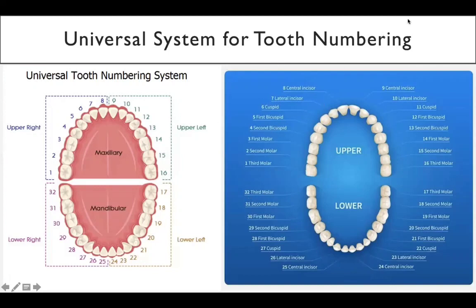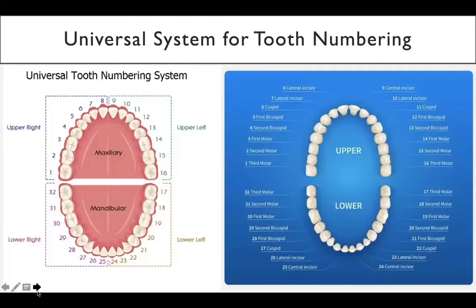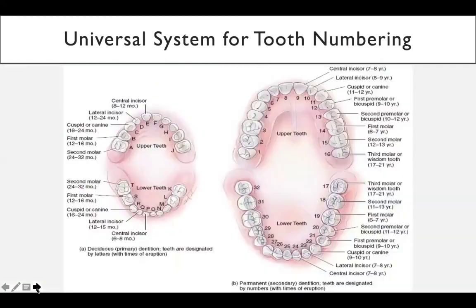But usually in clinical practice, they follow the Palmer system because it's easy to see the left or the right. So you practice Palmer notation. But universal notation is used in some parts of the world, so you should also know. These two are the systems used for the nomenclature of the teeth.